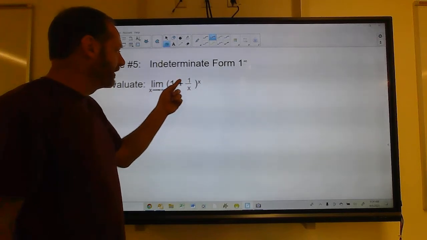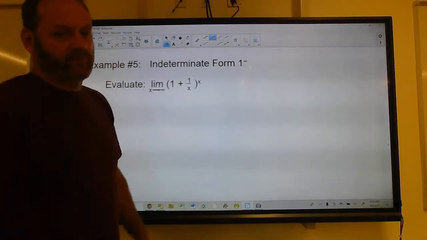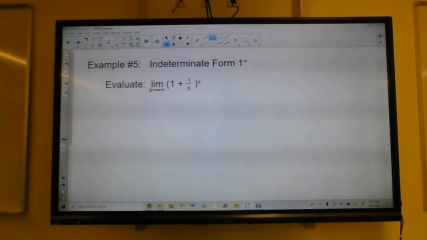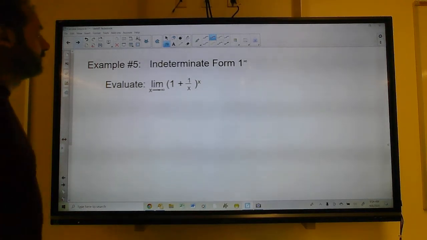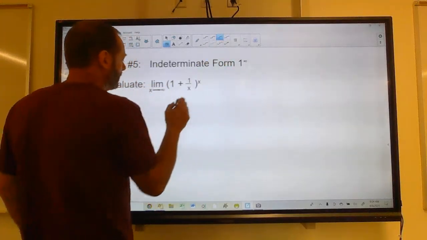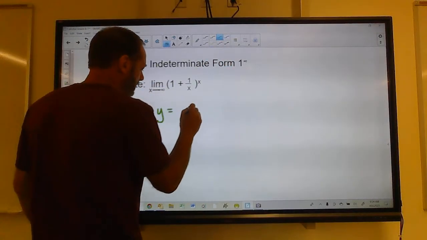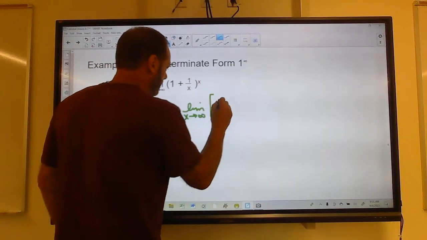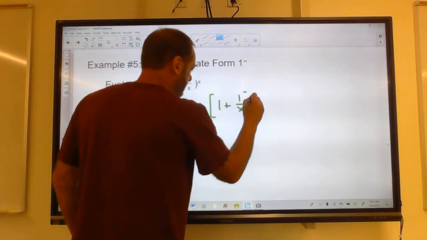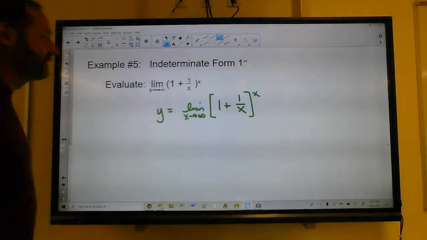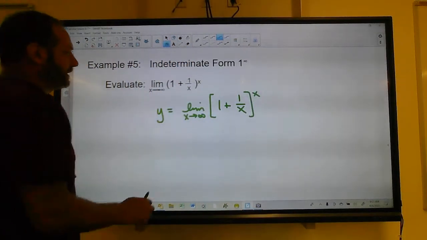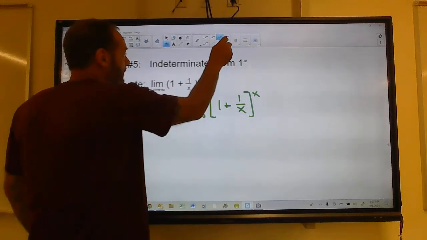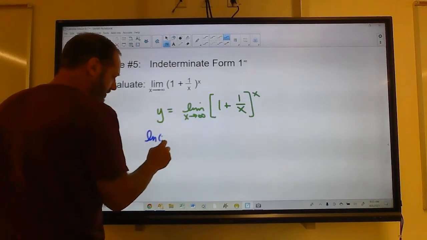So this is just going to be 1 in here. And 1 to the infinity power is just 1. So I don't know if that's really a limit of 1 or what. Okay. But here's what we can do. We can say y is equal to the limit as x goes to infinity of 1 plus 1 over x to the x. Now, here's what we can do. We can take the natural log of both sides. Okay? So let's natural log both sides.